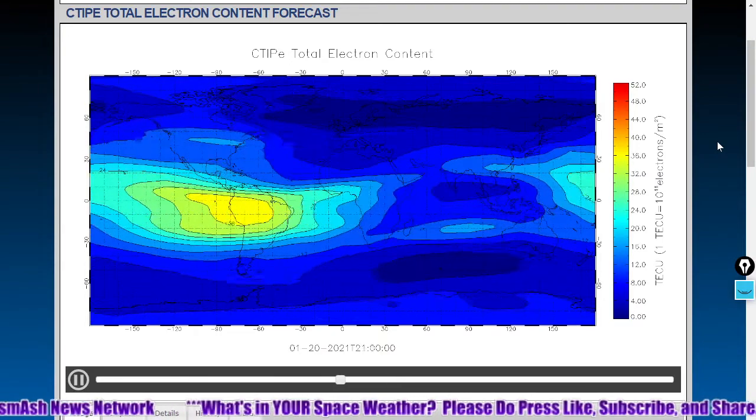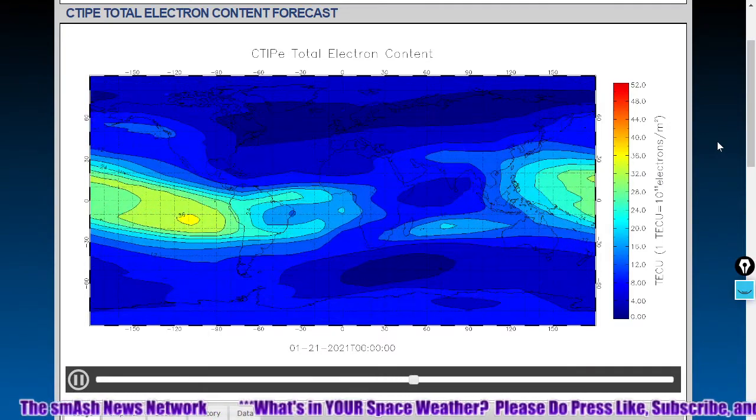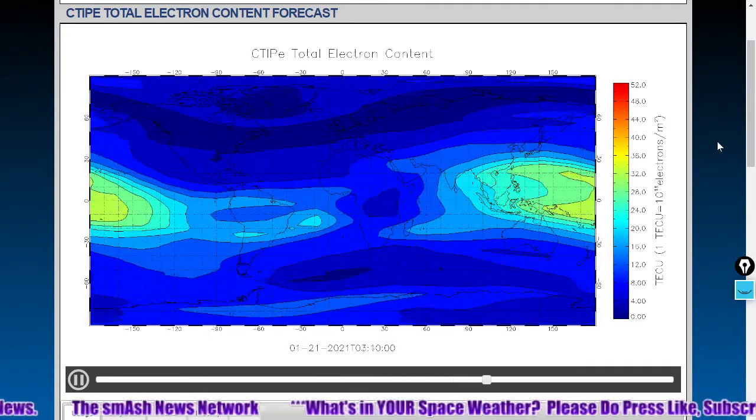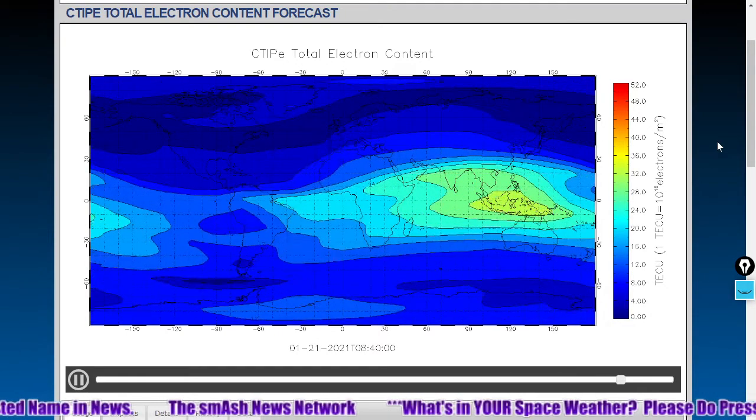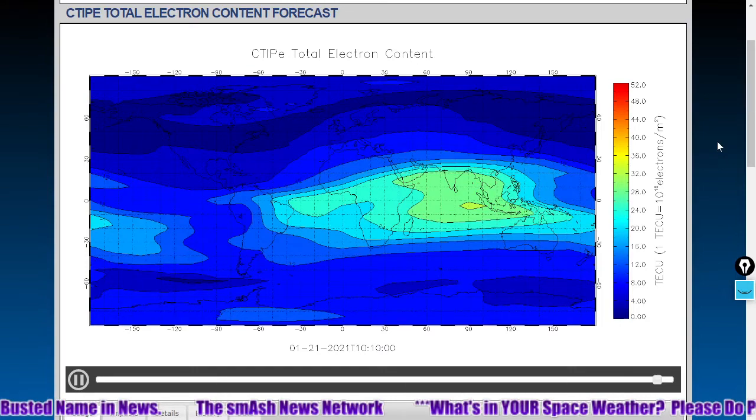And we're seeing some electron anomalies here over North America once again. Expect to see some GPS errors, especially around noon local time, the primary time when they happen.